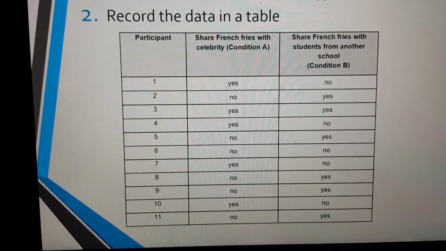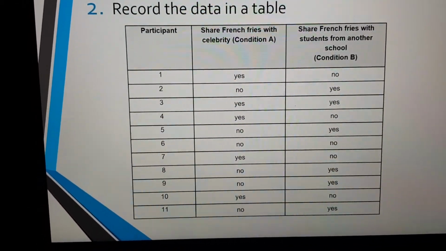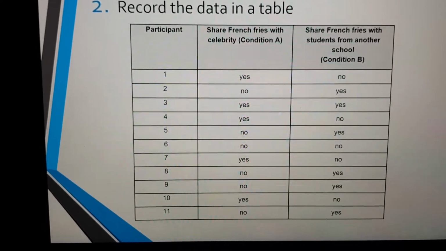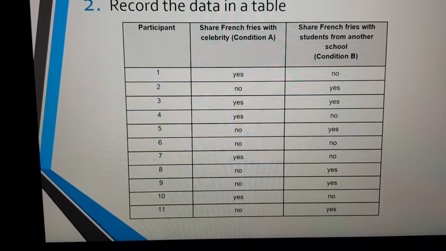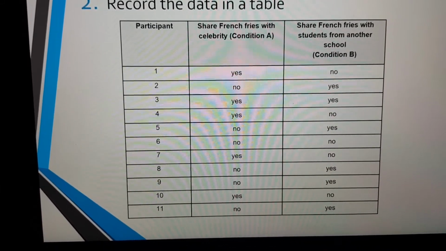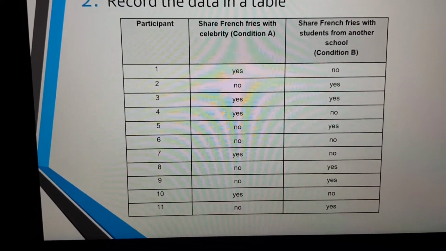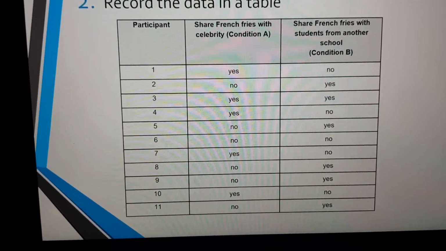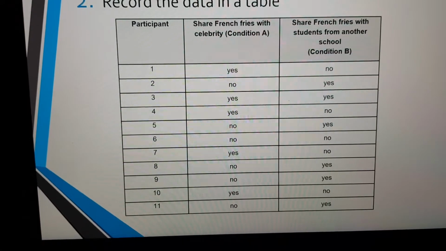We've got our participants there. There are 11 of them. And in response to the question about whether you'd share your French fries or not, we've recorded a yes and a no. So participant one, asked the question, would you share your French fries with a celebrity? They've said yes. But with a student from another school, they've said no. So we've done the same for the remaining 10 participants.